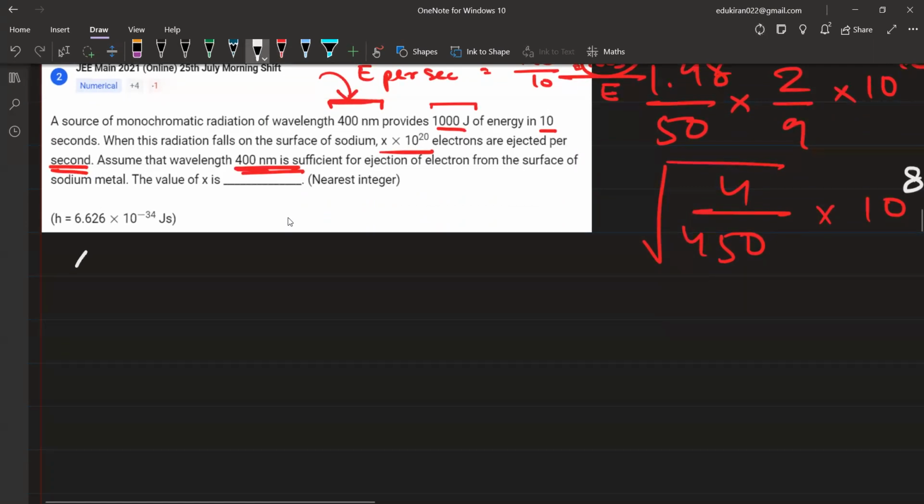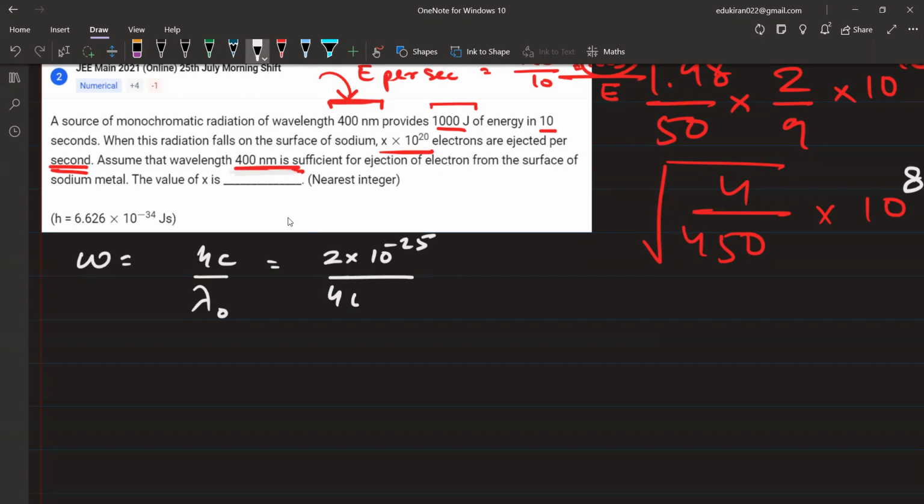See here, guys. What is the energy that is required? The work function is equal to how much? The work function will be equal to hc upon lambda naught. hc will be 2 into 10 to the power minus 25 divided by lambda naught. कितना है आपके पास? 400 nanometers, right? So 400 into 10 to the power minus 9. So ले सकते हैं 2 upon 400 into 10 to the power minus 25 into 10 to the power plus 9. कितना हो जाएगा ये?